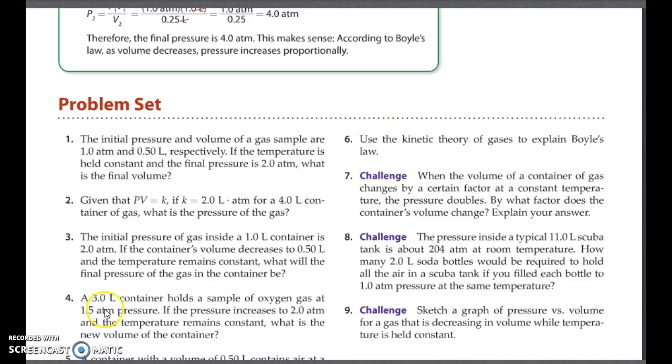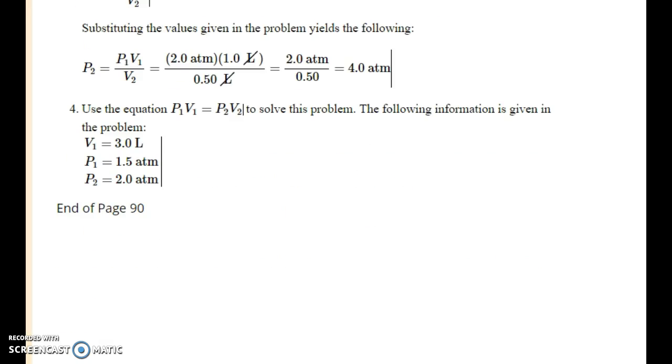And then I would say, all right, my pressure increased, so my volume's going to decrease, which means my final answer should be what? Less than 3. So then if we look at our answer key, we are given the information, which we should have set up here.